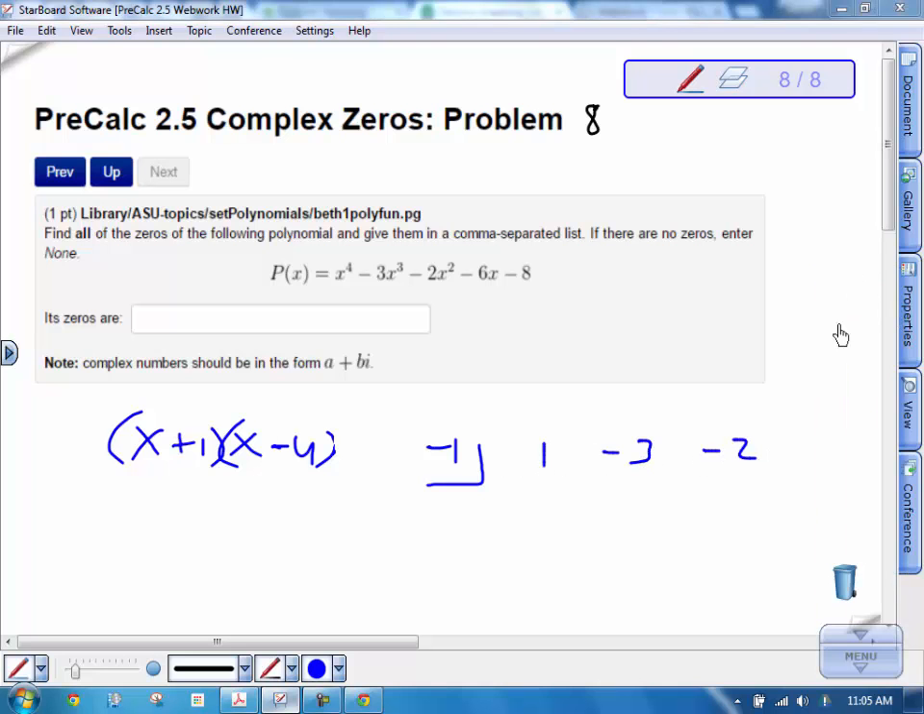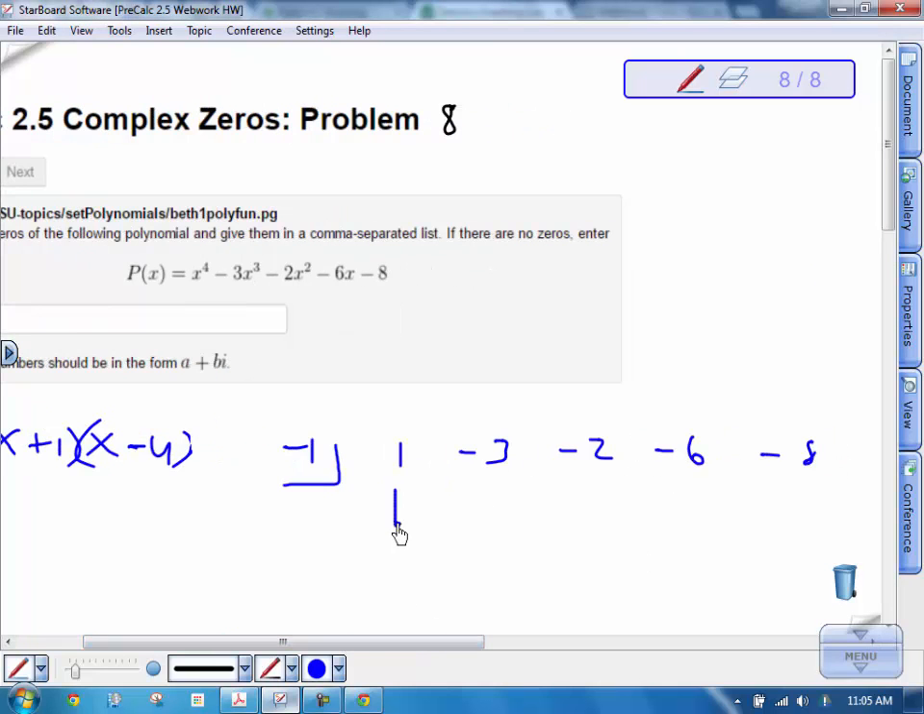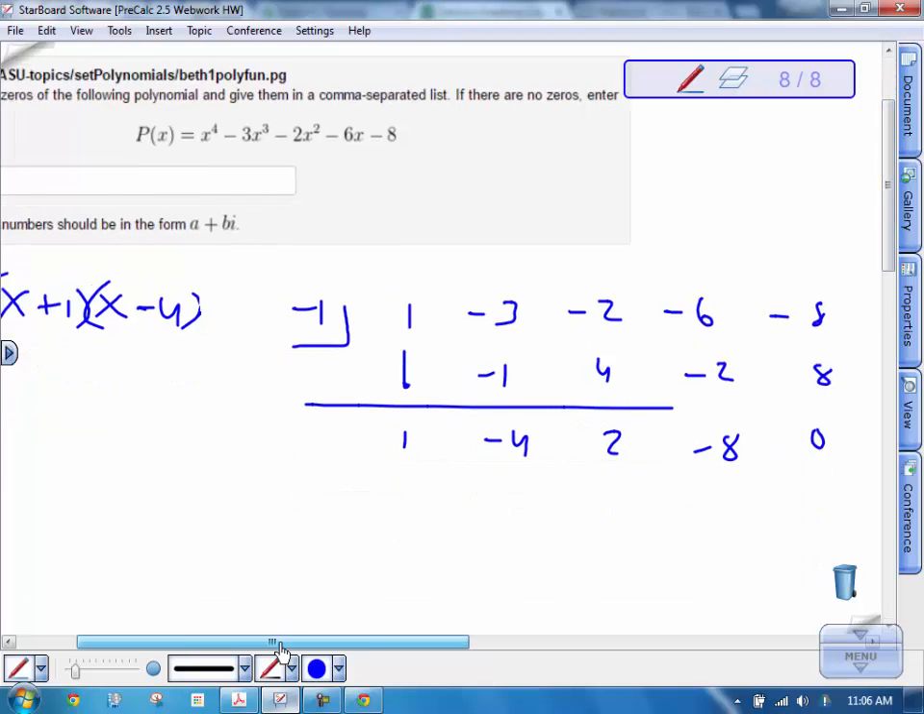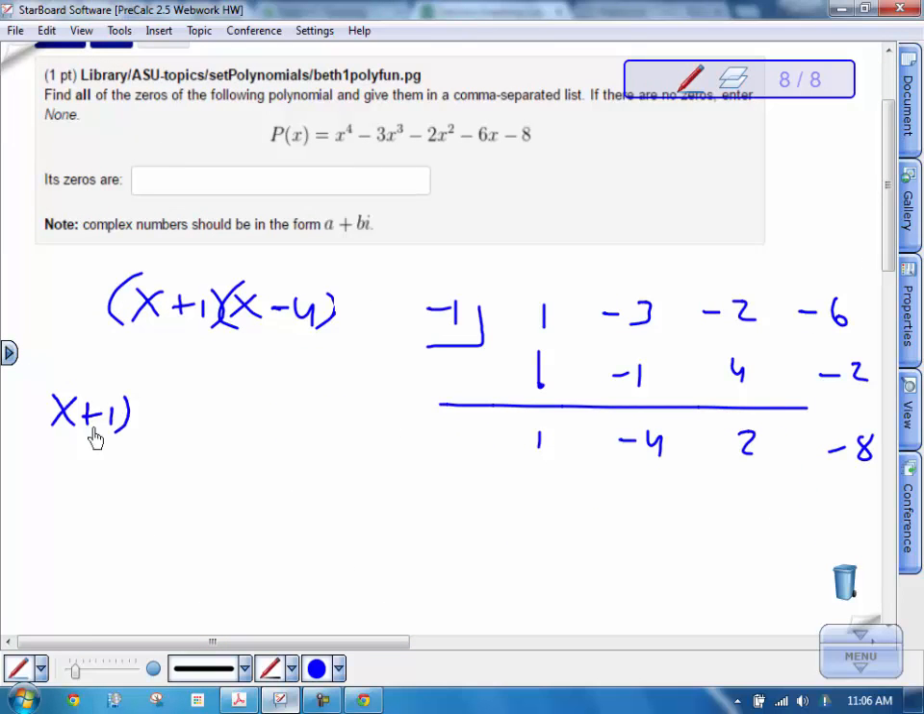I think this is the quickest, personally. And drop the 1 down, multiply, add, multiply, add, multiply, add, multiply. 0 remainder is a good thing. So what that means is this polynomial is x plus 1 times the cubic, which the cubic would be x cubed minus 4x squared plus 2x minus 8.